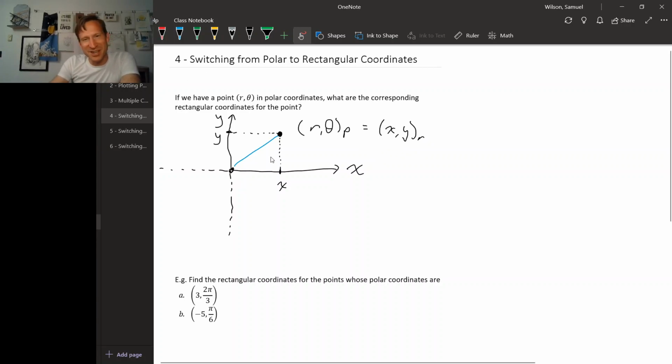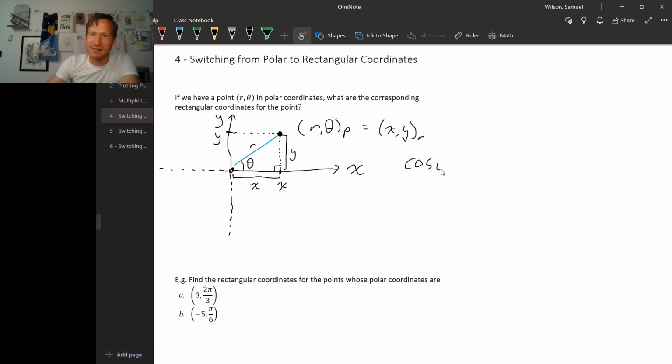Well, if you look at this diagram, we have a right triangle hiding in here. The length of the hypotenuse here is r. The angle theta is down here in the lower left. The side adjacent to theta, that's the x-coordinate, and the side opposite theta, that's the y-coordinate. So we can just use some right triangle trigonometry, or the most important diagram, to relate all of these quantities.